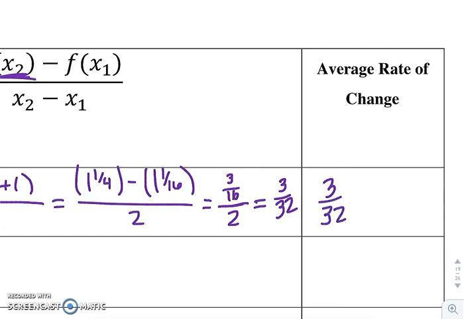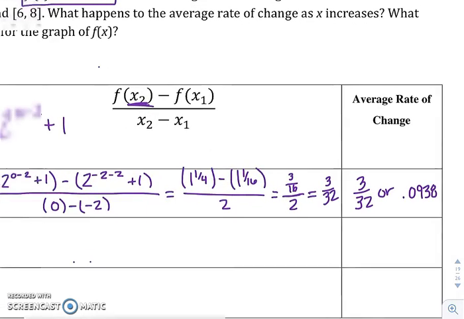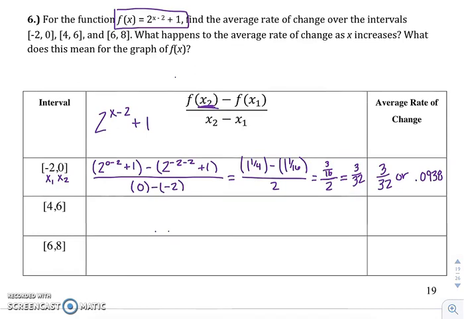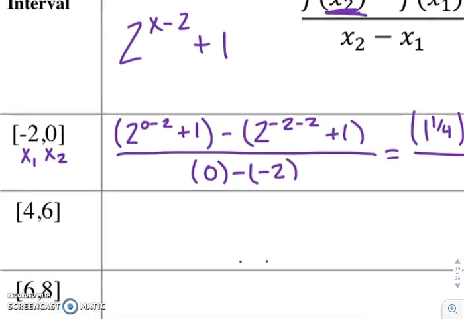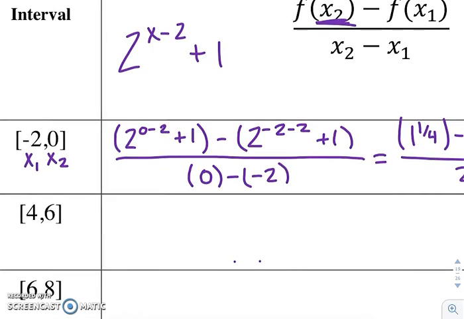For this first interval, if you guys did decimals, it should have been about 0.0938. So I'm okay with you guys using decimals. There's nothing wrong with that, as long as you're showing your work. And then 4 to 6. Same thing again, just plug it right into that function.